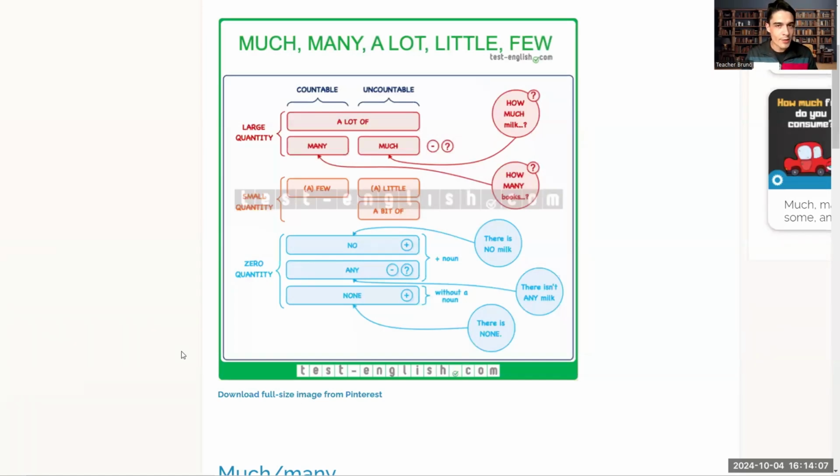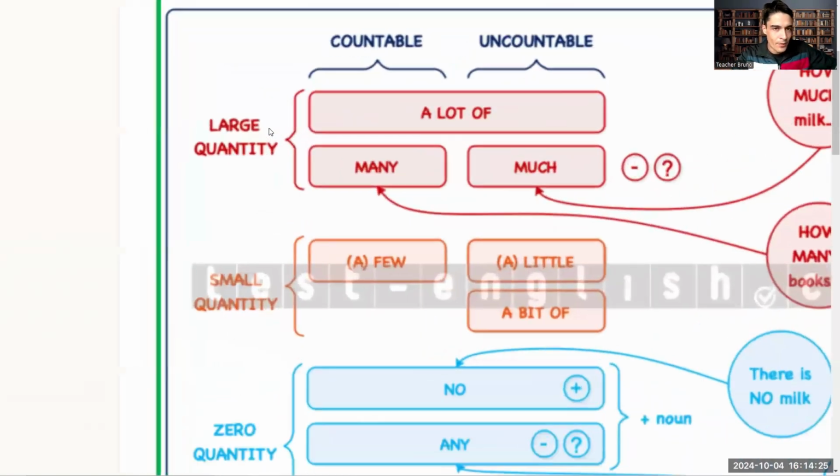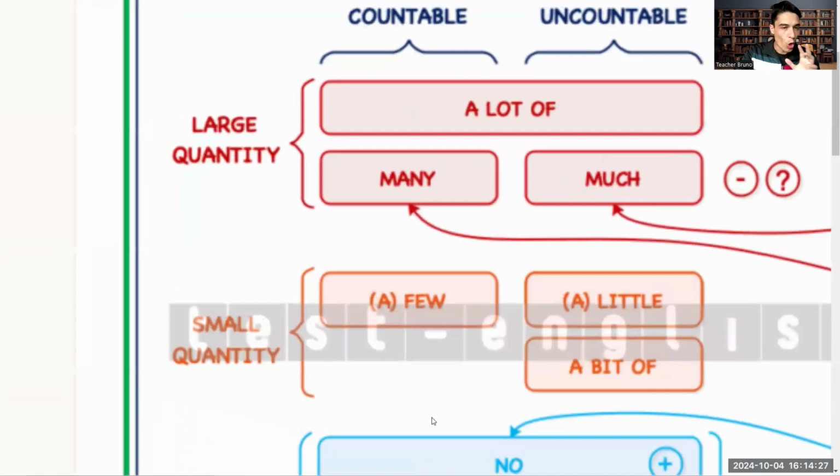And in today's class, we're going to study about quantifiers. Much, many, a lot of, little, and few. The quantifiers for quantities. So let's start with much and many. Much and many are used for large, big quantities. A lot of too, but we're going to get that in a moment. So much and many are used for large amounts.